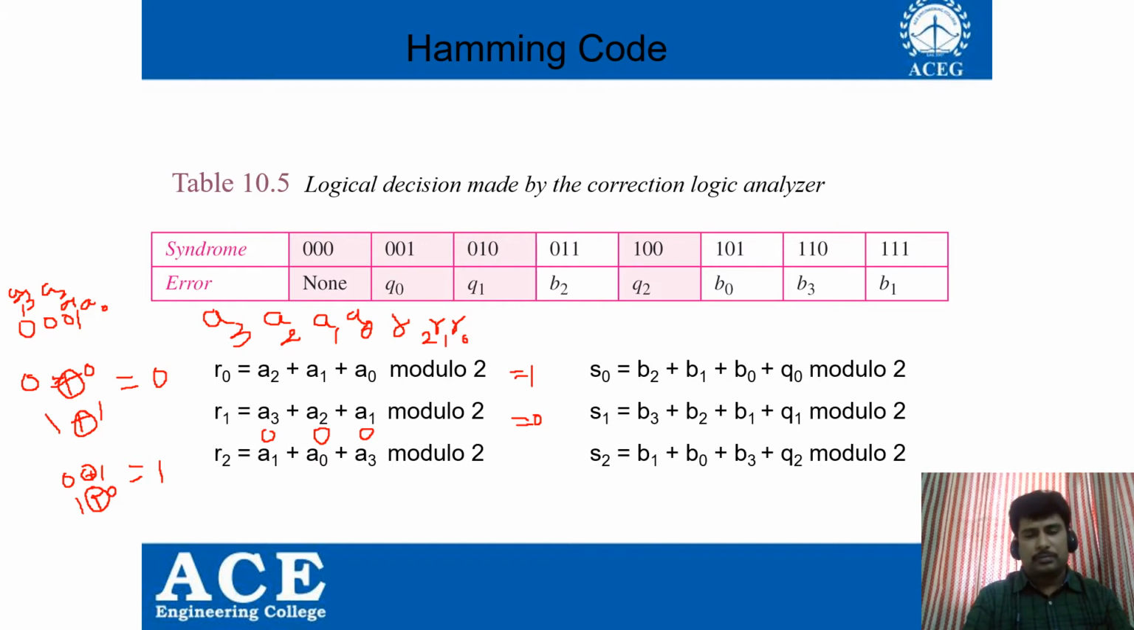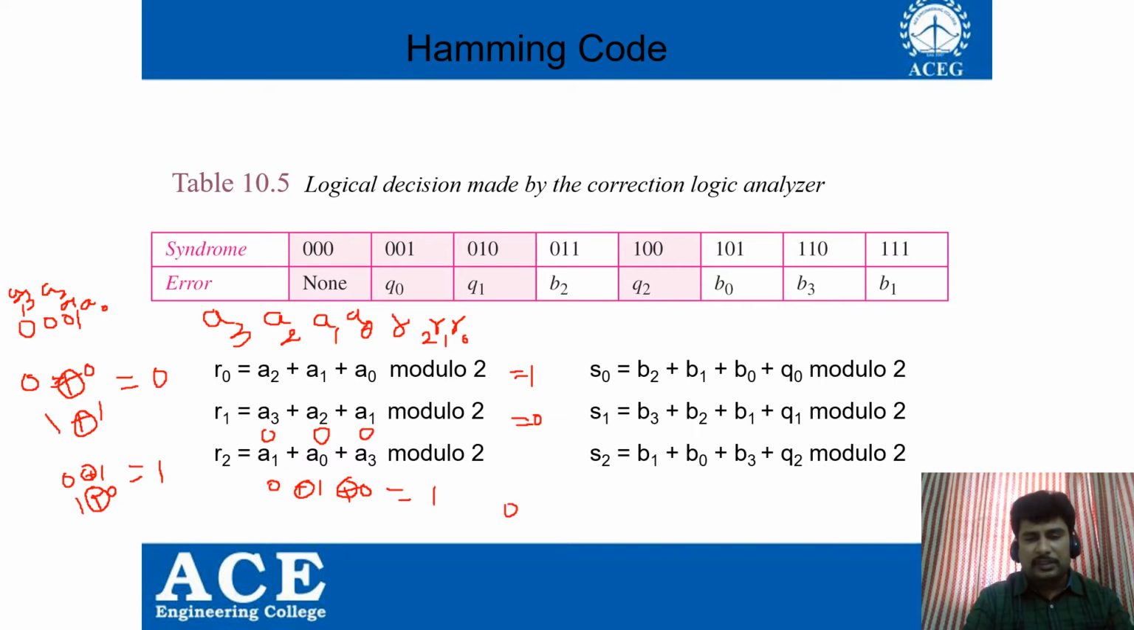Next, R2. R2 we can determine by the modulo sum of A1, A0 and A3. Let's look at the logic behind it. For R0 we are starting with the last 3 digits A2, A1, A0. For R1 we are taking A3, A2, A1, and for R2 we are taking A1, A0 and A3. So A1 is 0, A0 is 1, A3 is 0. 0 exclusive OR 1 is 1, and 1 exclusive OR 0 is 1. So here we get R2 equal to 1, R1 equal to 0 and R0 equal to 1.